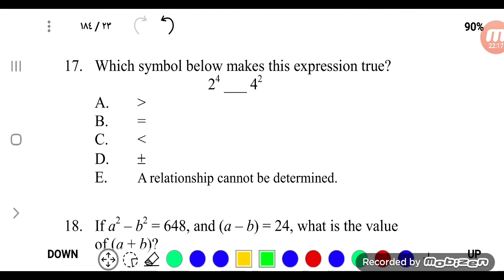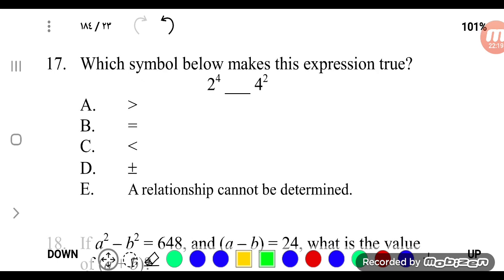Question number 17. Which symbol below makes the expression true? 2 to the power of 4 is 16. 4 squared is 16. So clearly these are equal. Option B is the correct answer.